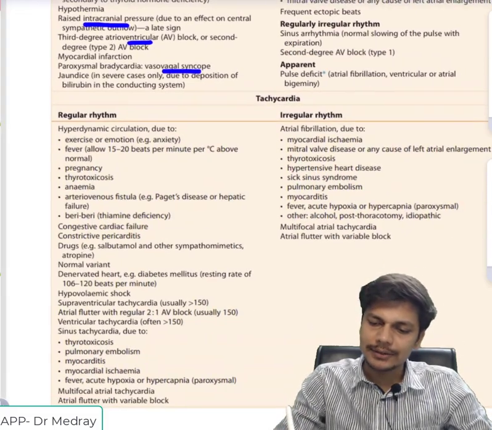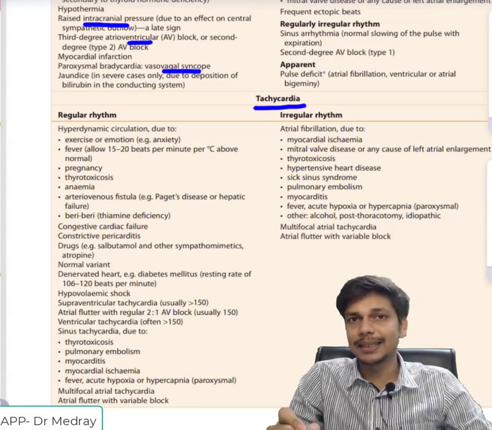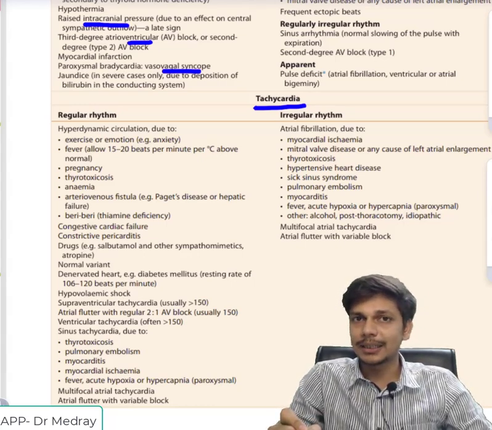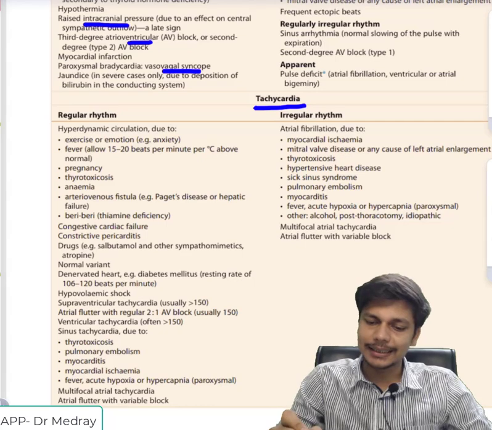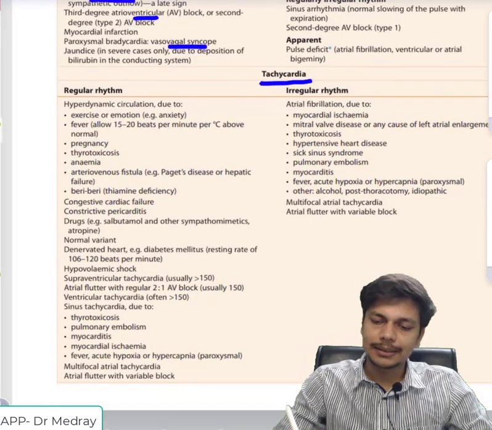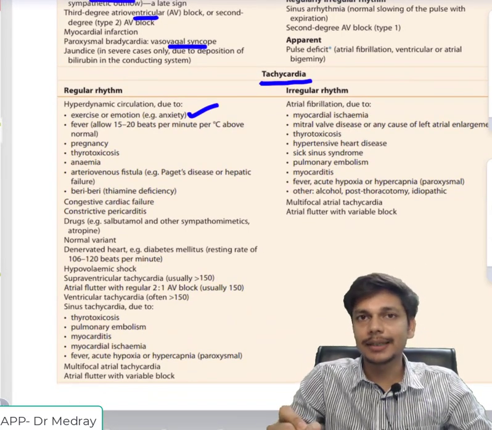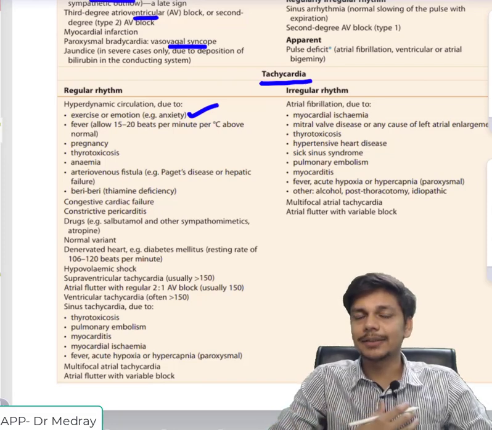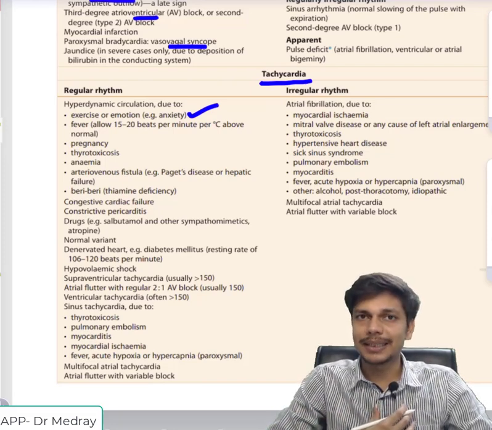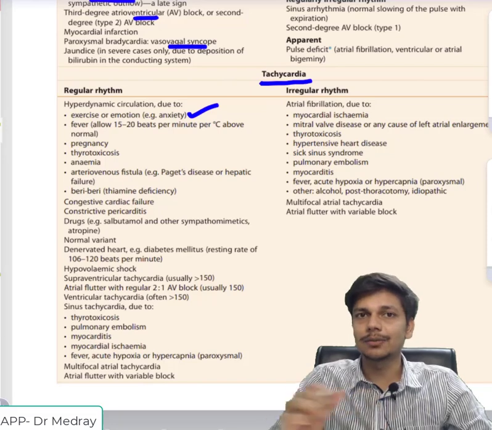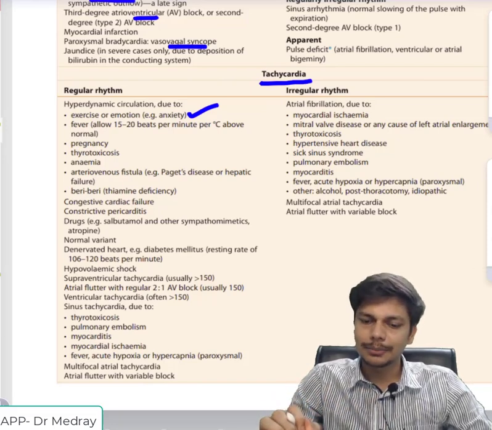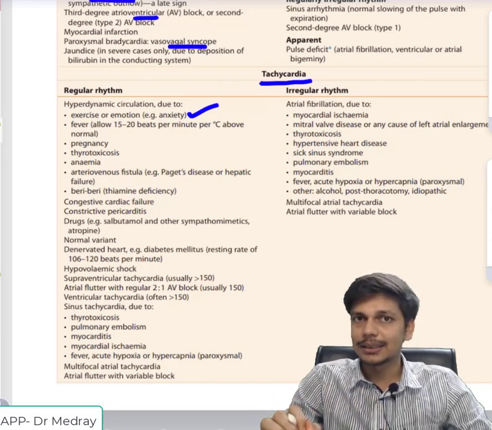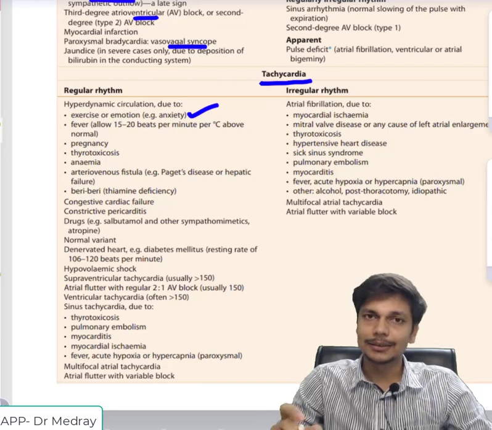So what are the causes of tachycardia? That is, the heart is beating at a rate of more than 100 per minute. What can cause tachycardia? Most importantly, physiologically, when you are doing exercise, you get a feeling of palpitation, that is, the heart is beating at a rate of more than 100 per minute. So normally exercise or emotions can increase your heart rate and can cause tachycardia.